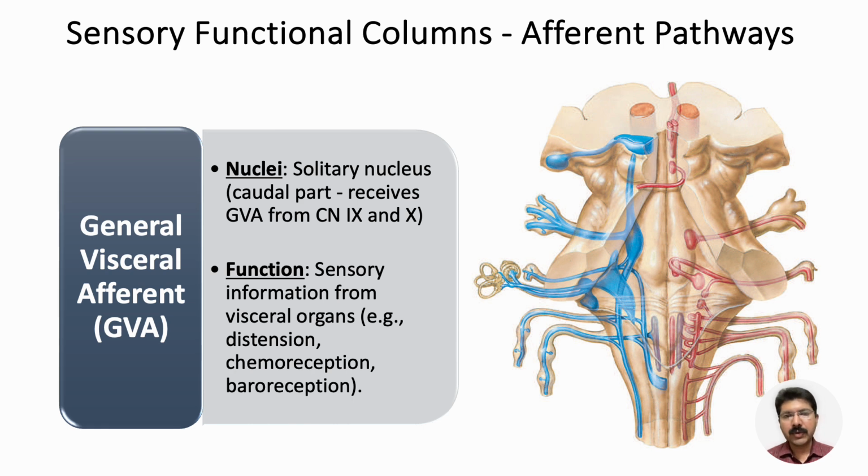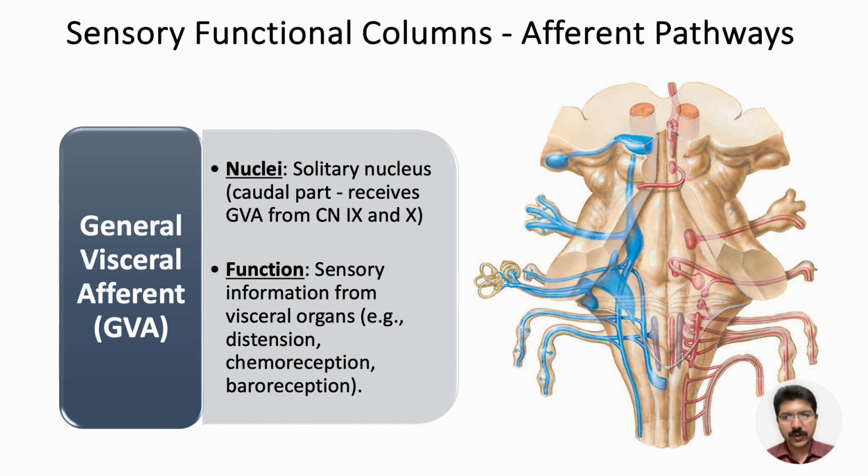Now, let's turn our attention to the sensory functional columns, which carry afferent or sensory information towards the brainstem. These are generally located more laterally within the brainstem, reflecting the general anatomical principle that sensory structures tend to be located dorsally and laterally. The first one among them is the general visceral afferent column or GVA. It receives sensory information from the viscera, meaning the internal organs.